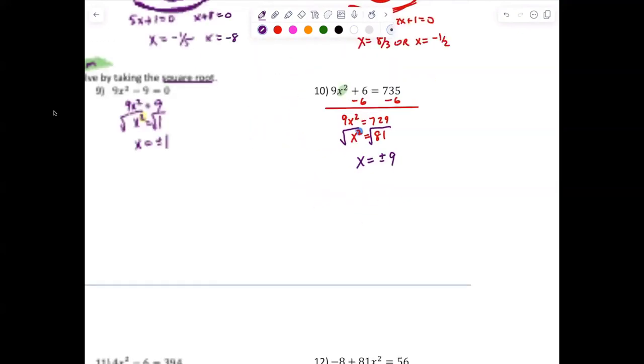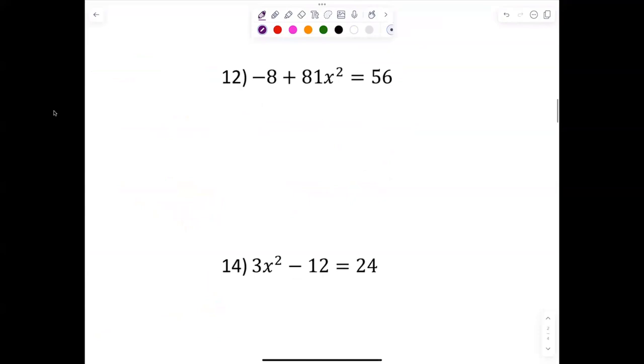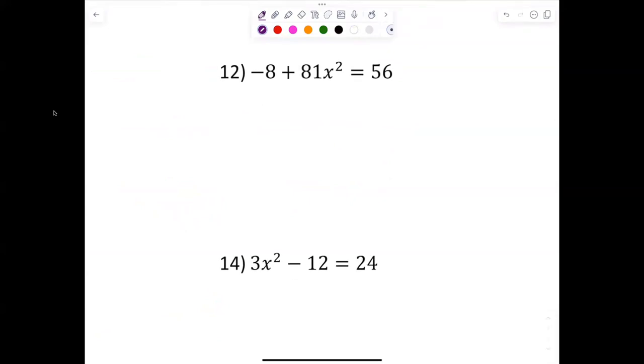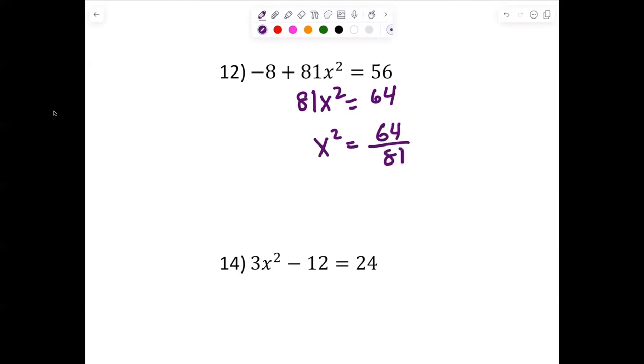All right, let's take a look at the next one. Number 12. What do I need to do first? Add 8. So I have 81x squared is equal to 64. Now what do I need to do? Divide by 81. So x squared is just a fraction, 64 over 81.